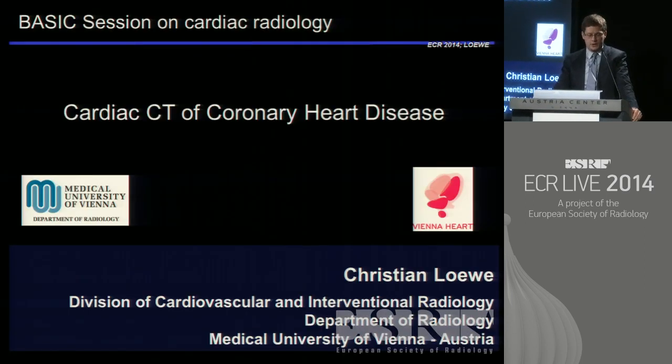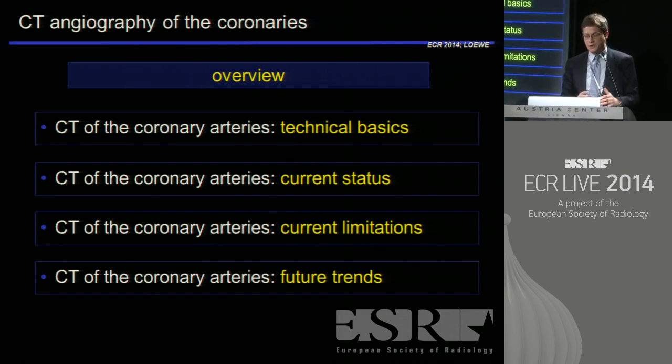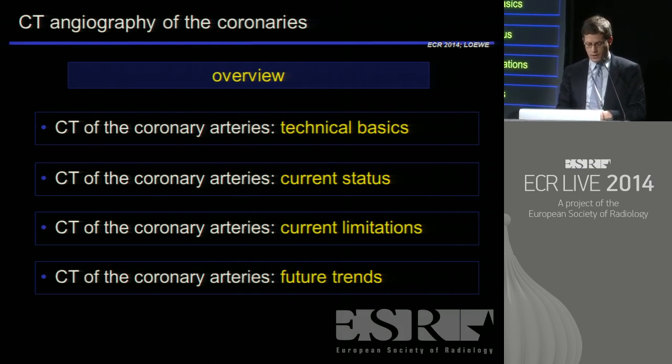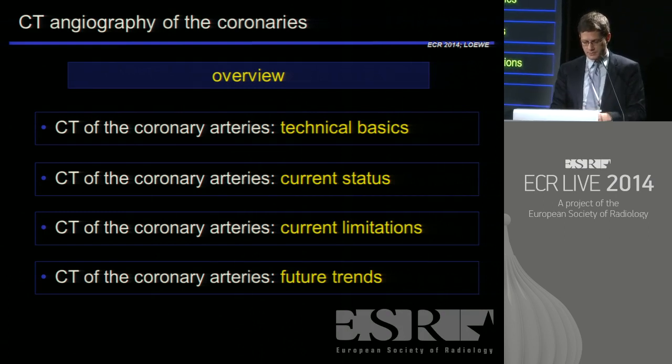Well, we heard a lot about what happens with the myocardium if there is something going wrong with the coronary arteries, and I will talk a little bit about how the coronary arteries can be directly visualized by modern technologies like cardiac CT. I will just briefly give an introduction about the technical basics of coronary CT angiography. I will give you an overview about the current status, about what we can do in clinical work. Of course, there are still some limitations, but there are even ways to overcome these limitations.